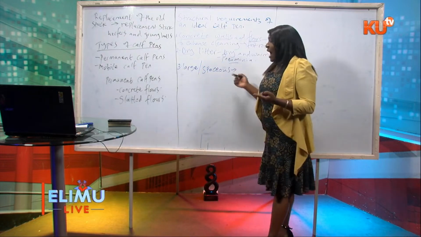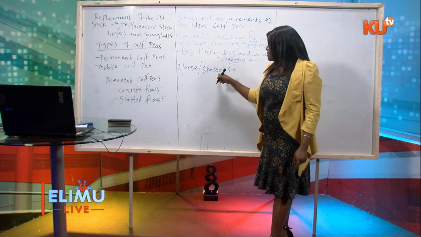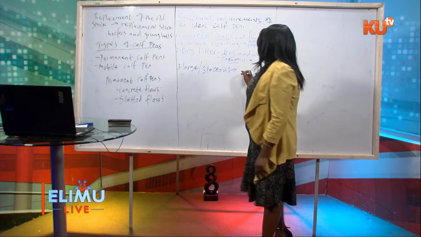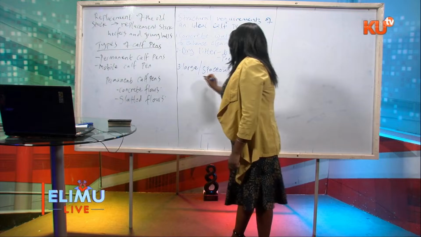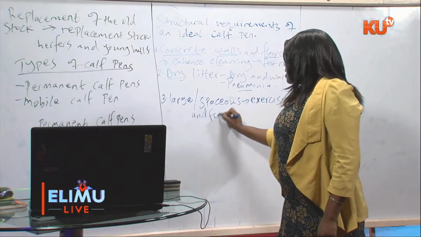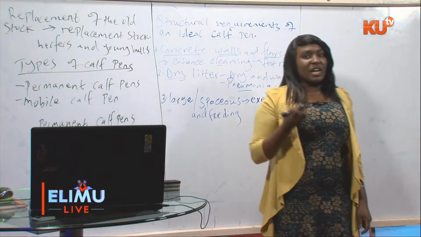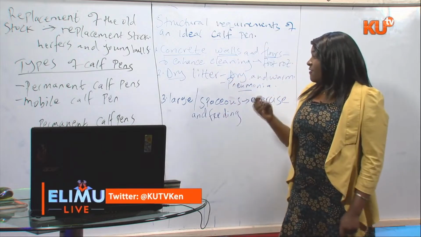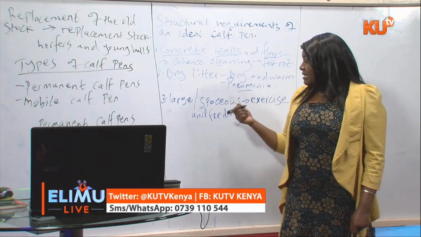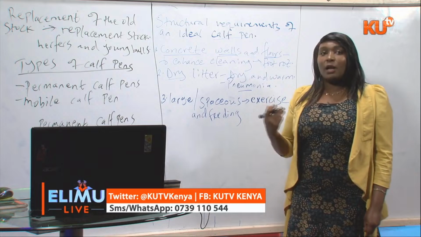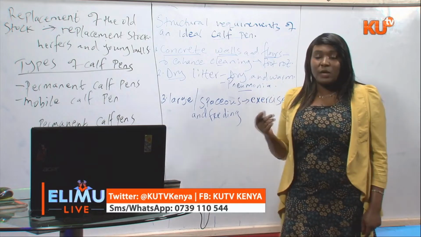Now, in the case of these calves, they require a lot of space for exercise. Exercise is very crucial. Exercise and feeding. Exercise is very crucial for each and every living organism. And just as human beings, we require a lot of space, animals also require enough space for them to be able to exercise.